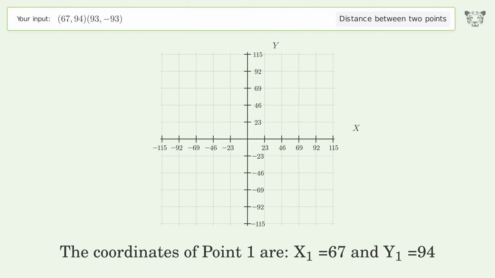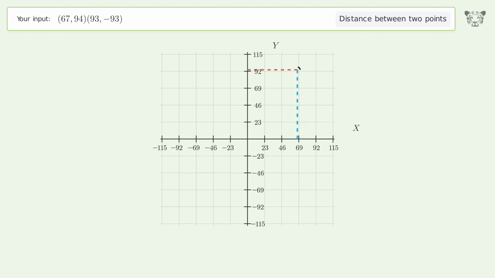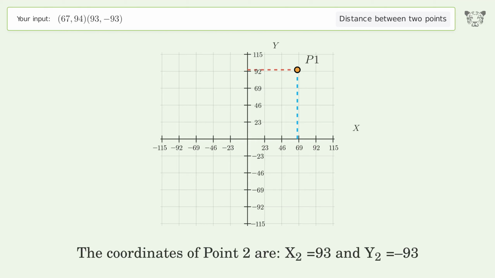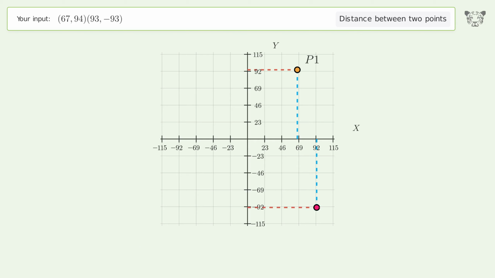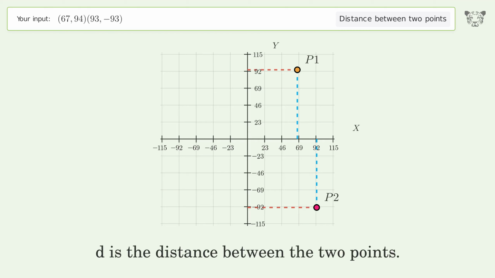The coordinates of point 1 are x1 equals 67 and y1 equals 94. The coordinates of point 2 are x2 equals 93 and y2 equals negative 93. D is the distance between the 2 points.